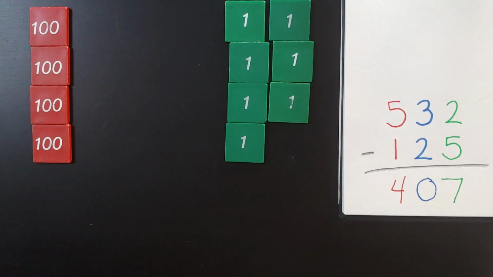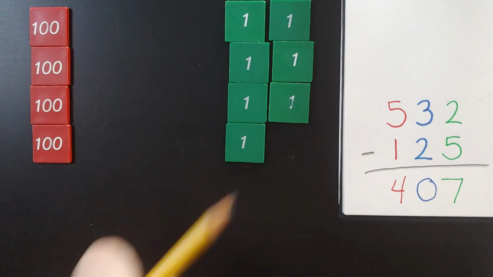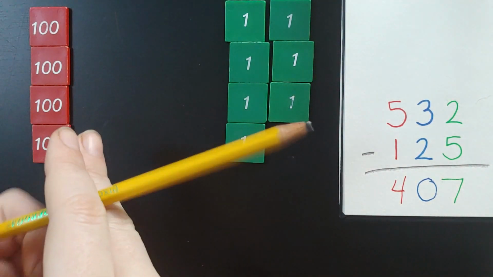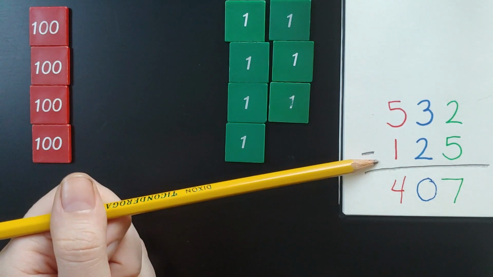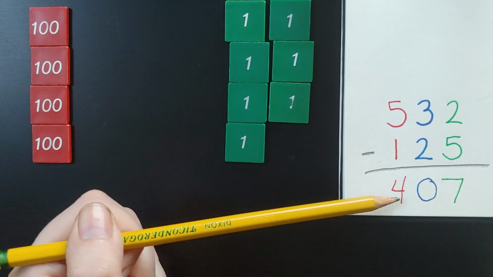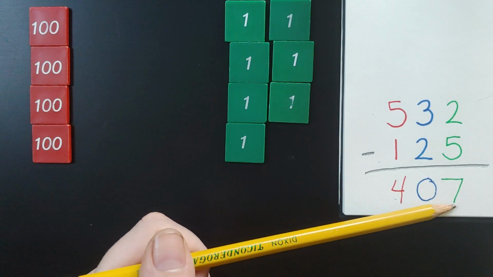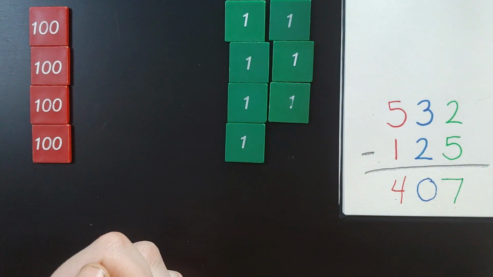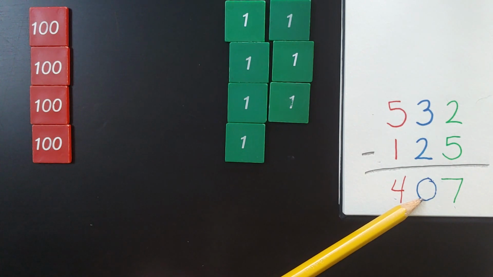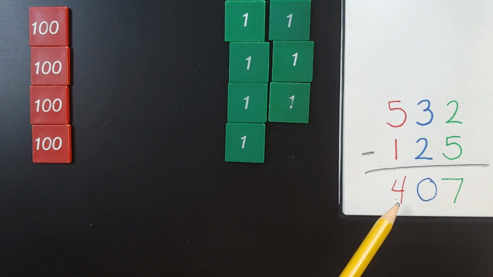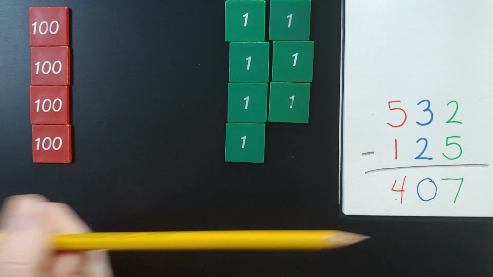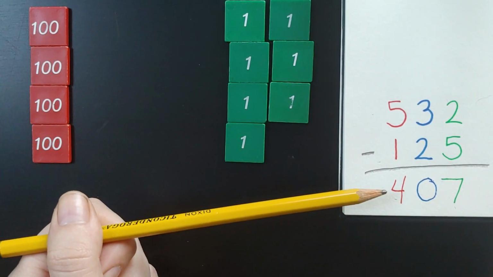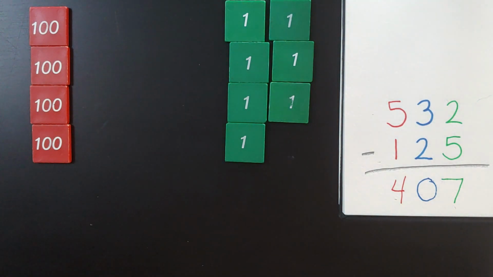That means I can finish the story of my giant garden. So if I have a garden with 532 flowers in it, and I cut 125 of them to make a bouquet, left in my garden there will be 407 flowers. When you have a 0 in the tens place, you can say I will have 4 hundreds, 0 tens, and 7 units left. But when we just say this number all together, we say 407.